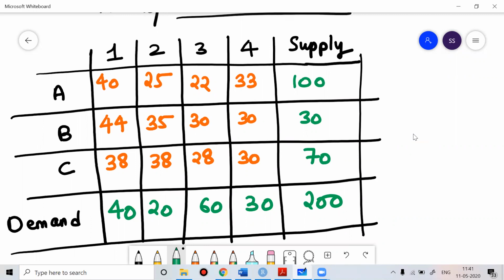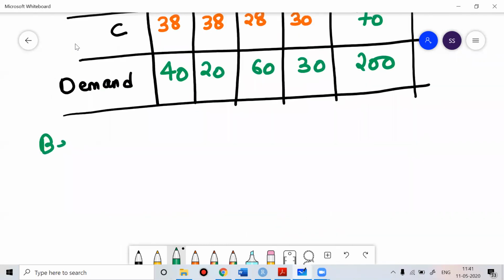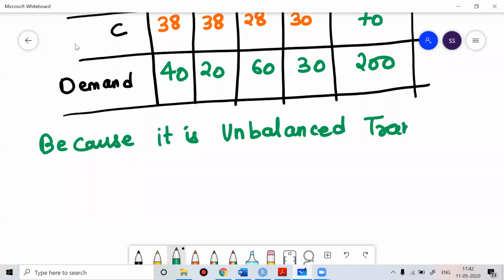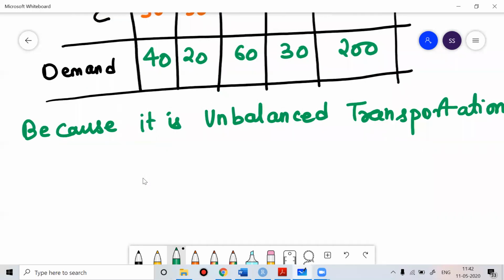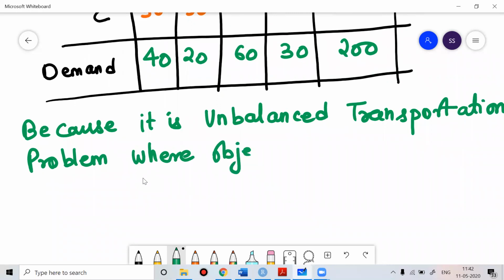So first preference what you will do, you will give to minimize the objective function. Here if you observe this problem, it is an unbalanced transportation problem, where your objective function is maximization.